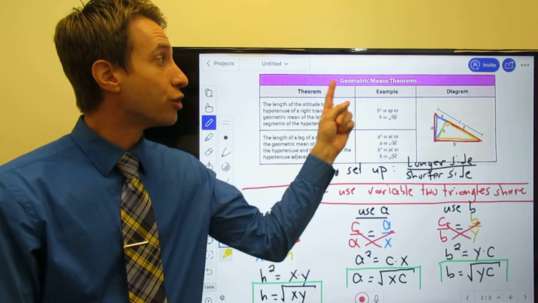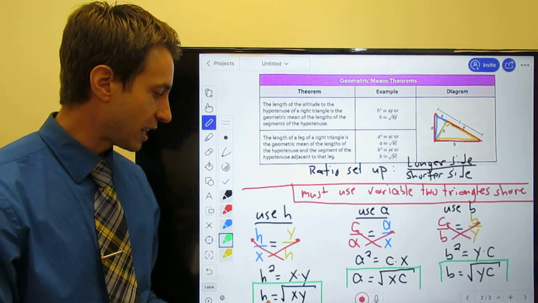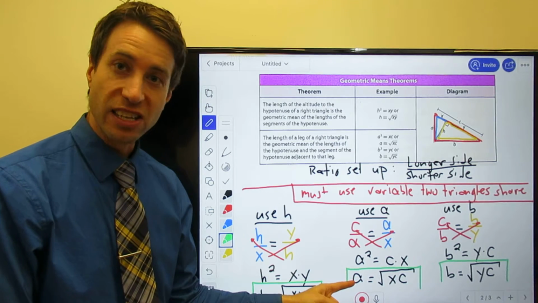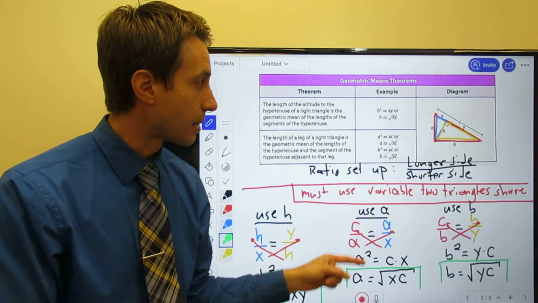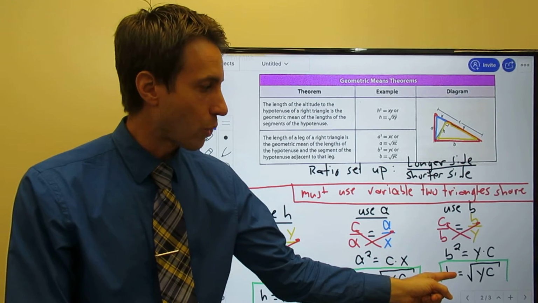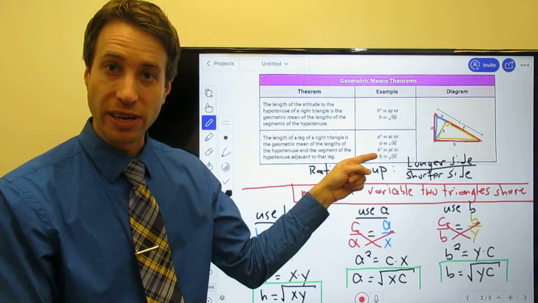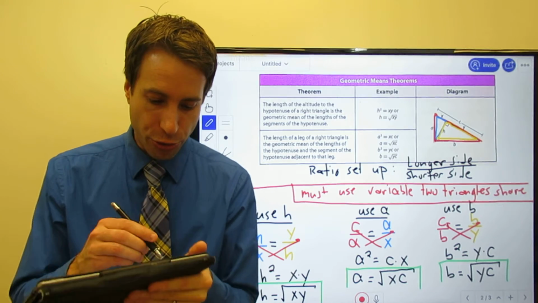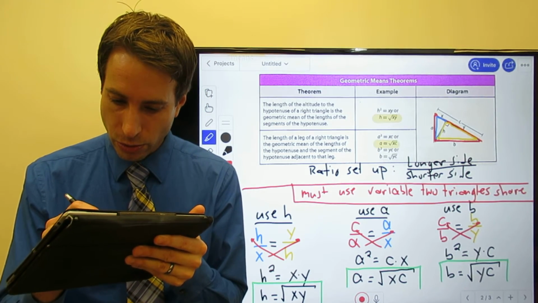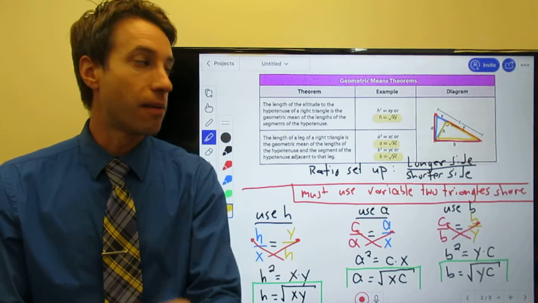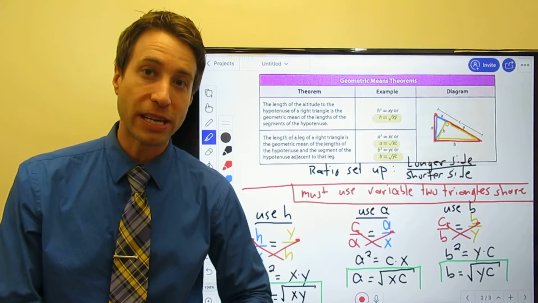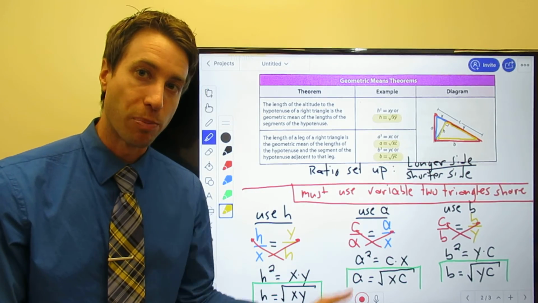Those are our geometric mean theorems. Please look. H equals the square root of X times Y. There it is right there. A is equal to the square root of X times C. There it is right there. B is equal to the square root of Y times C. There it is right there. Those are our three geometric mean theorems, 1, 2, and 3. And they come from similar triangles and calculating a geometric mean by setting up proportions.